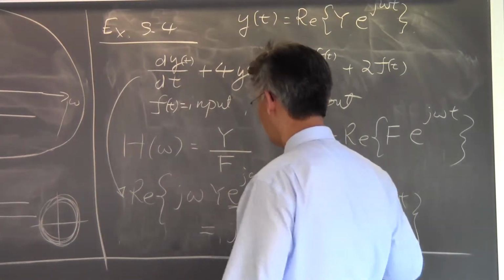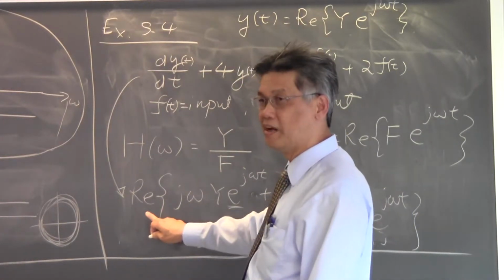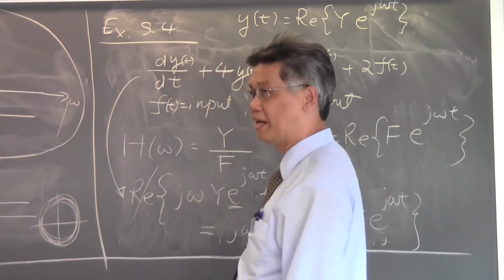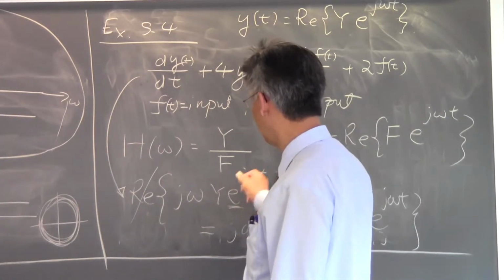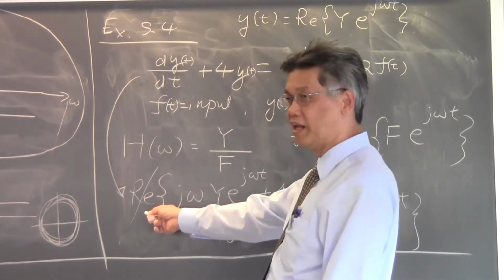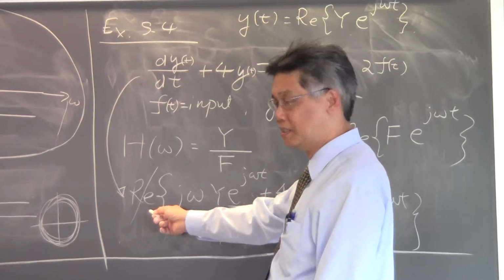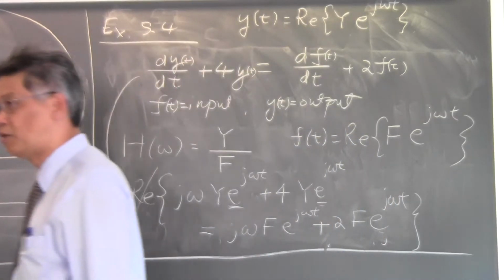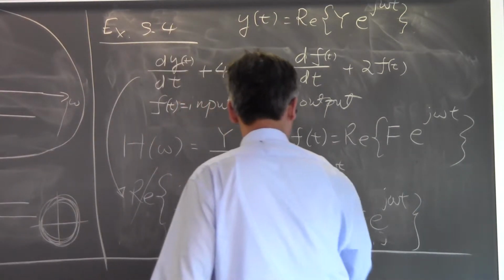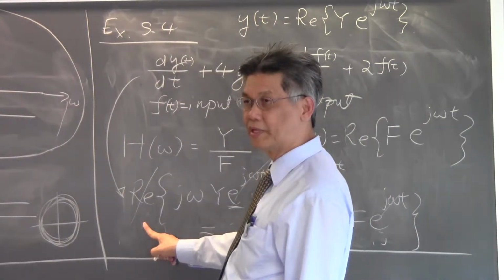This will be true. If this is equal to that, I can remove the real operator. I just consider this to be true for both the real and the imaginary part, because this thing is varying rapidly anyhow. So I have an equation where this real operator is removed, and then the e to the j omega t is common to every term in that equation. It divides out, it can cancel out on both sides, because now I have removed this real operator.